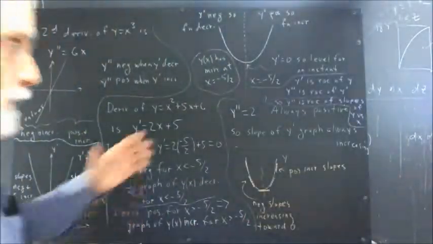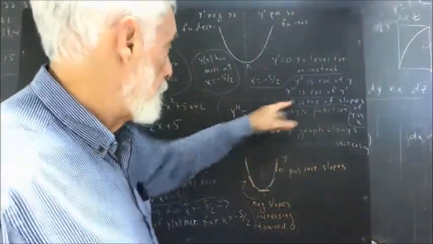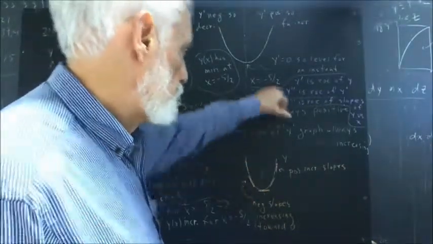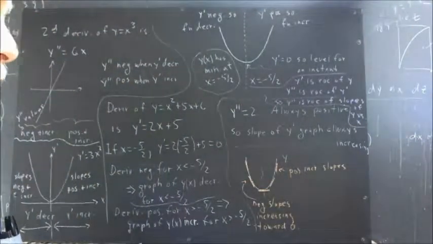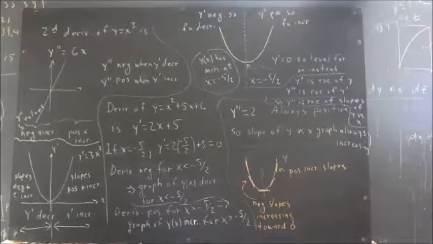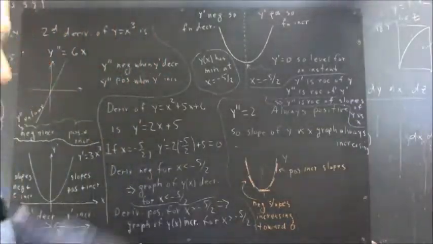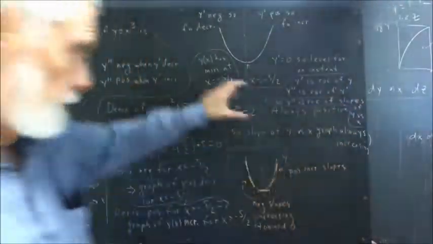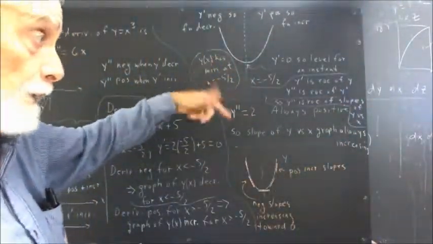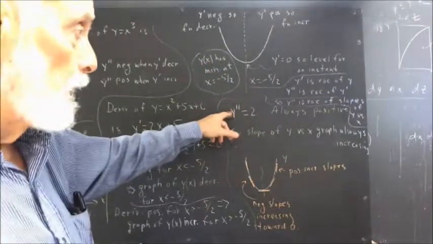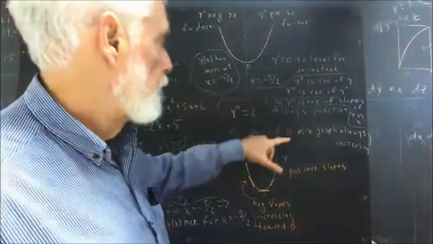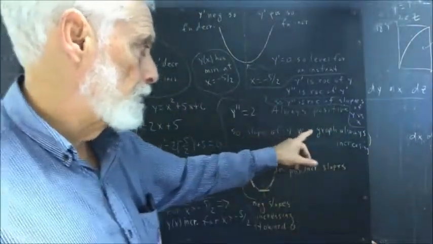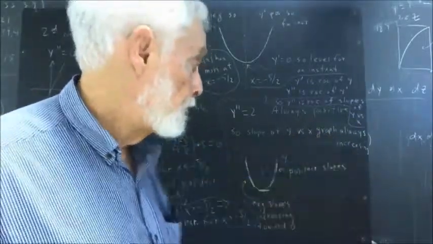So what's happening to the slopes of the y versus x graph if y double prime is 2? That means that the slopes of the y versus x graph are always increasing. Again, y double prime is 2, that's always positive, and y double prime tells you the rate at which the slopes of the y versus x graph are changing. So since y double prime is positive, the slopes of the y versus x graph are always increasing.